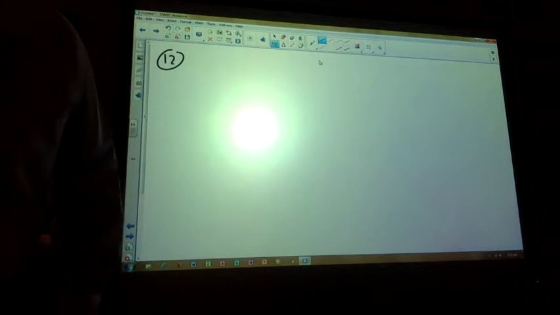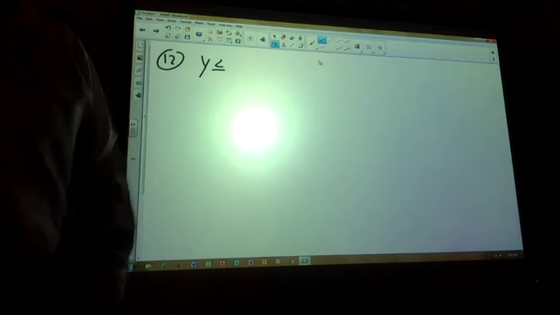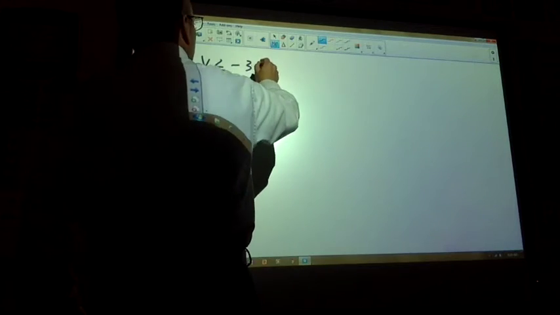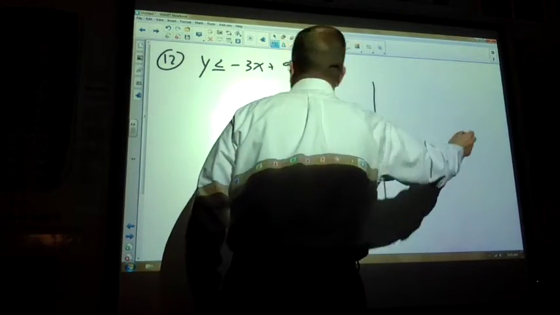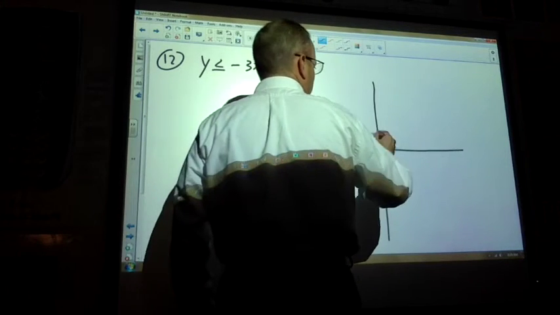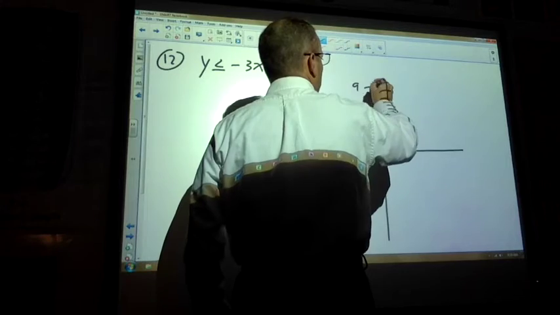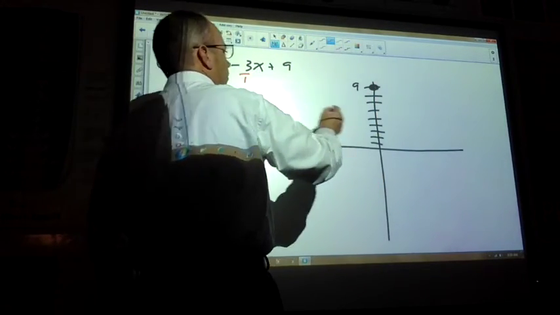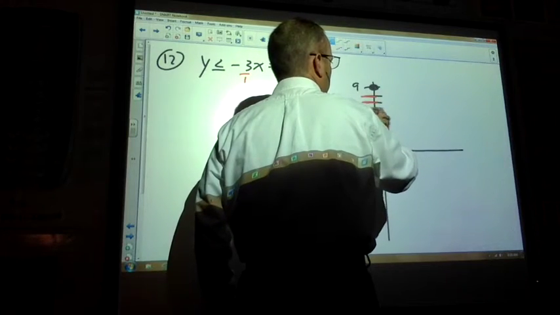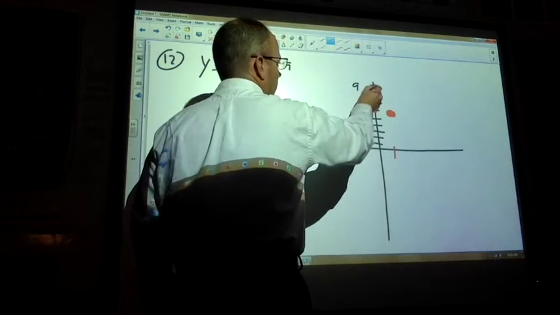Number 12 says y is less than or equal to -3x plus 9. I'm just going to hand draw it rather than have my grid. Y-intercept is positive 9. Okay, and then I have a slope that's negative, so I'm going to go down 1, 2, 3, and over 1. It's a solid line.